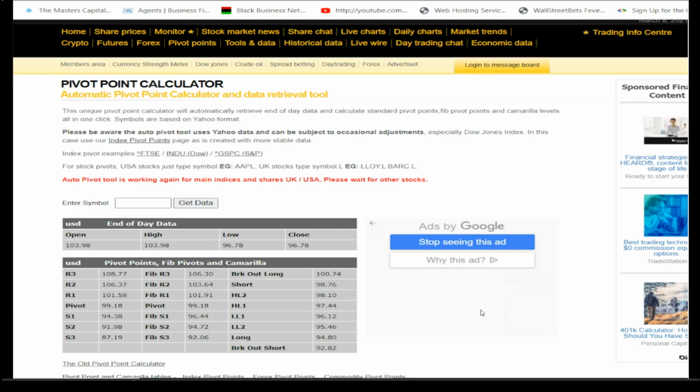So this is live charts right here. You guys can all get this. And we're looking at the pivot point calculator. You're going to click on pivot point calculator, and it's right here. You'll click on this link right here. It'll send you here. So I entered the symbol USD and I hit get data.